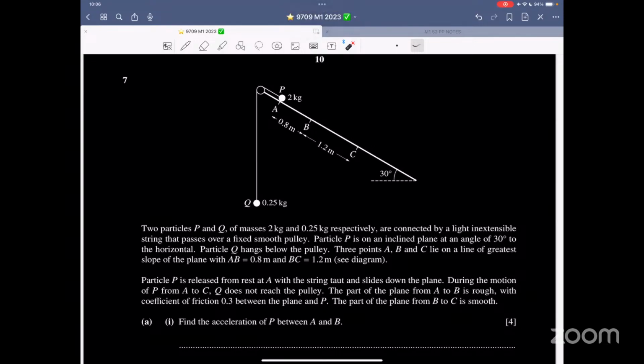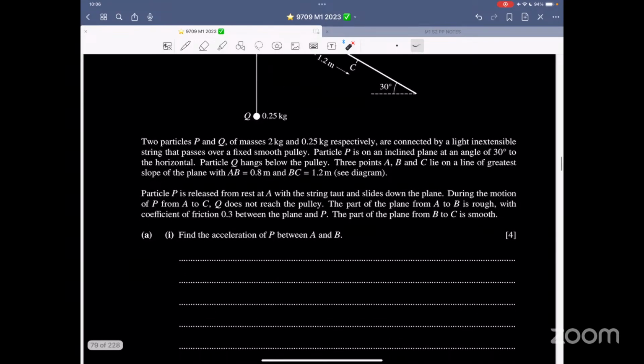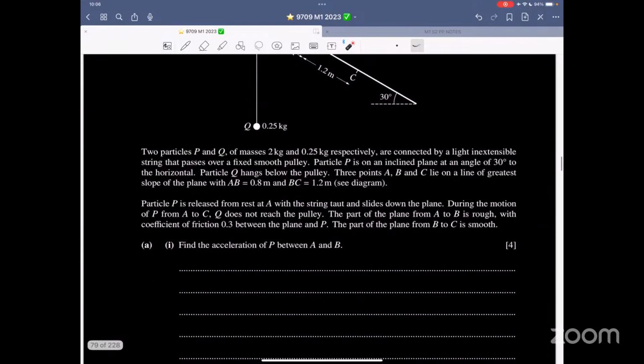These ones are tough. Two particles P and Q of masses 2 and 0.25 respectively are connected by a light inextensible string that passes over a fixed smooth pulley. Particle P is on an inclined plane at an angle of 30 degrees. Particle Q hangs below the pulley. 3 points A, B, C lie on the line of greatest slope, and the distances are given. Particle P is released from rest at A with the string taut and slides down the plane. During the motion, Q does not reach the pulley. So the string is long enough, it does not reach the pulley.